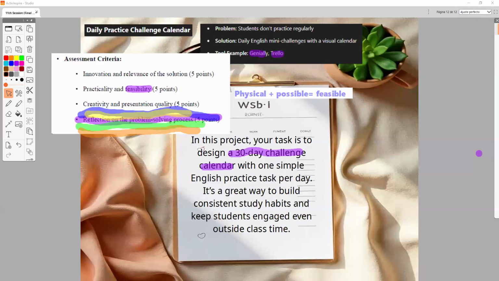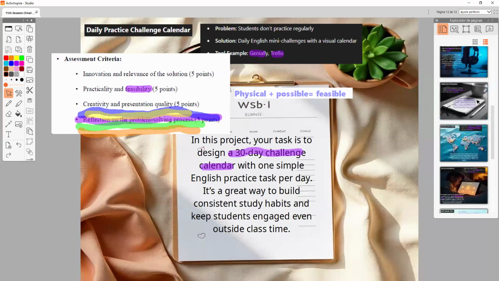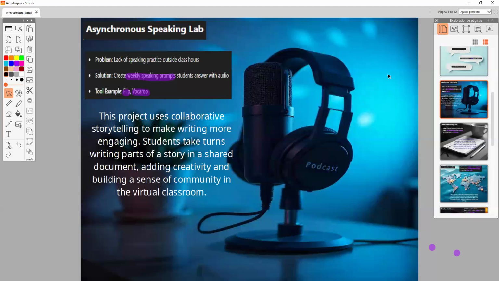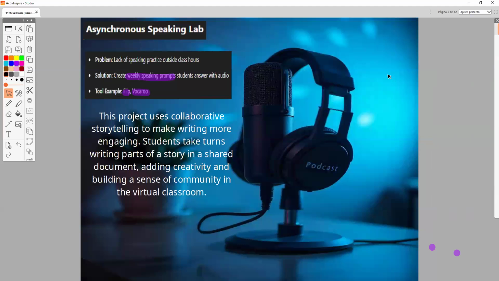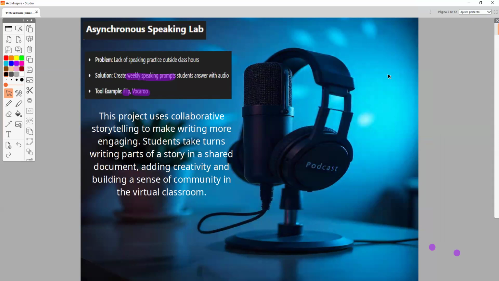La del Speaking Lab, teacher, esa está muy buena, pero no sé cómo se pueden combinar. Podrían combinarse de que uno trabaje speaking y writing. Speaking y writing, claro que sí. Recuerden que estas son solamente ideas. Puede ser speaking y writing. Está demasiado genial. A mí me gustó eso.